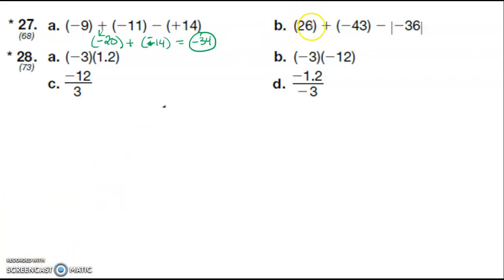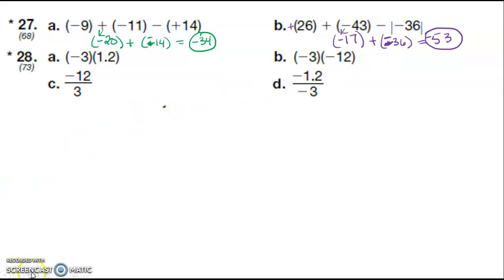Okay. This is a positive, even though it doesn't show, +26 plus a -43. Since they're opposite signs, I'm going to subtract. 43 minus 26 is 17, and 43 is larger, so that's going to be a negative, minus, this is an absolute value symbol, so this is actually +36, but this is a subtraction problem, so we're going to keep, change, and then this becomes negative. So then we have 17 plus 36, which gives us 53. And that's negative because we keep the sign.